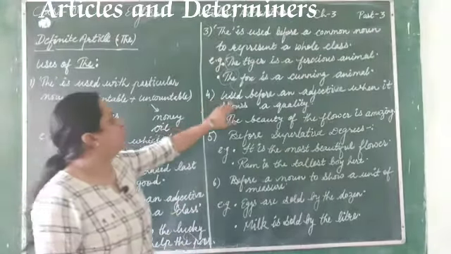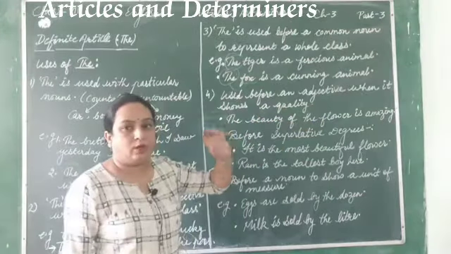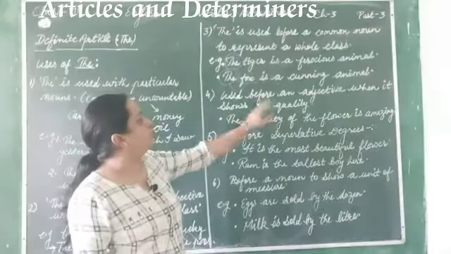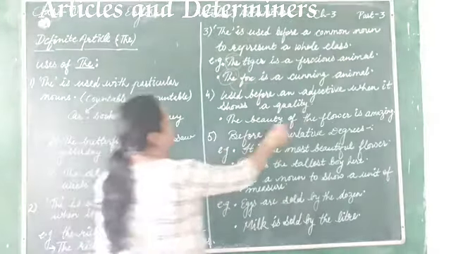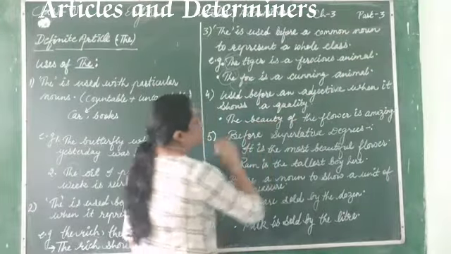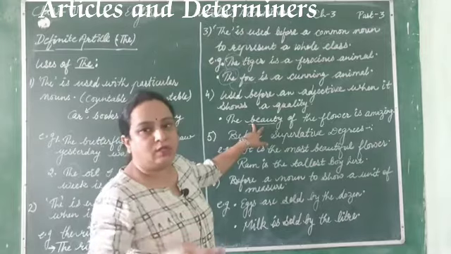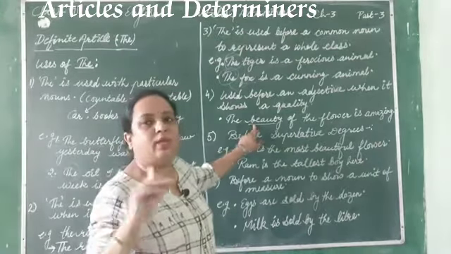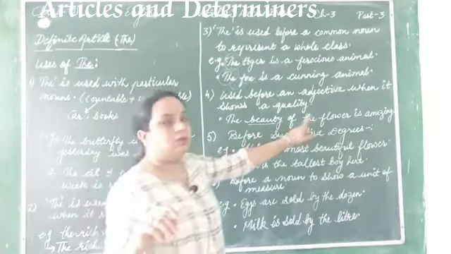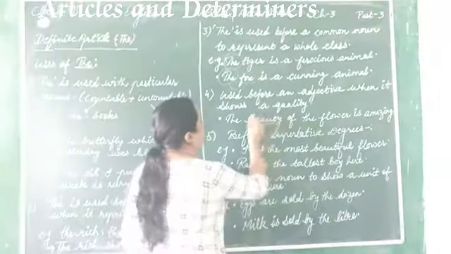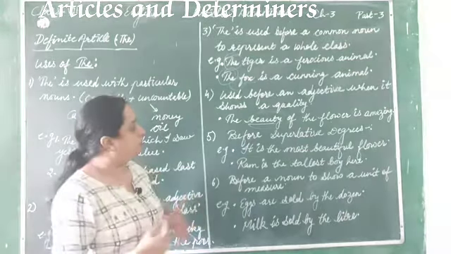Next, rule number 4: the is used before an adjective when it shows a quality. We are doing uses of the. So the is used before an adjective when it shows a quality, clear. Let's understand. The beauty of the flower is amazing. Now what is the quality of the flower? That it is beautiful, right. All the flowers, whether they are weeds or roses, whatever it is, the flowers are beautiful. Clear? Now I am talking about the beauty of the flower. So beauty is what here? Adjective. Clear? It is actually a noun, but it is telling the quality.